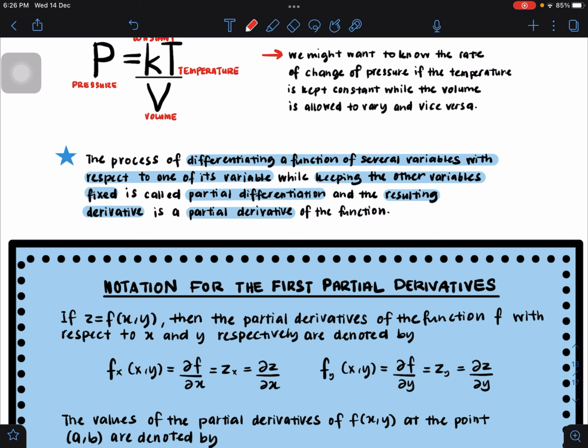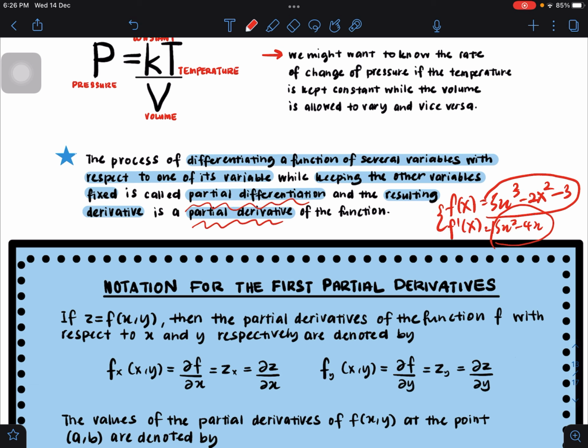Okay, class. Before this, if we have an equation of one variable, for example f(x) equal to 5x cubed minus 2x squared minus 3, then to find the derivative of this function, you just differentiate the whole equation. 5x cubed gives 15x squared, negative 2x squared gives negative 4x, and minus 3 gives 0. Sorry, this is not partial, this is one variable. So why is this one variable not called partial? Because you differentiate everything in the equation, the whole equation.